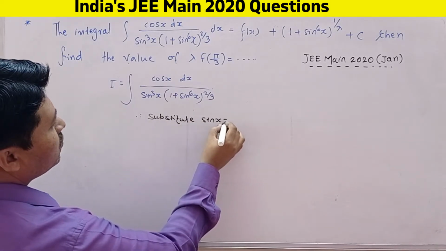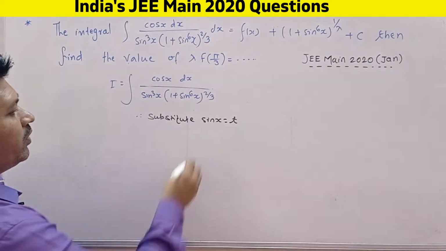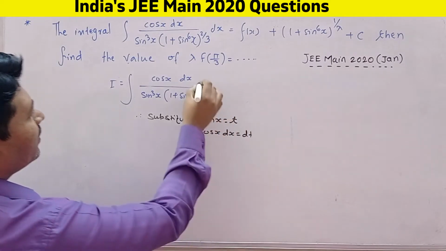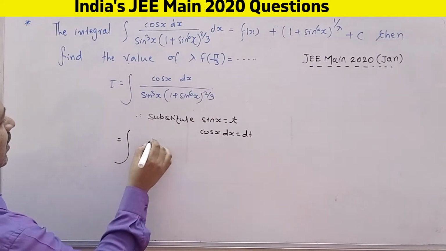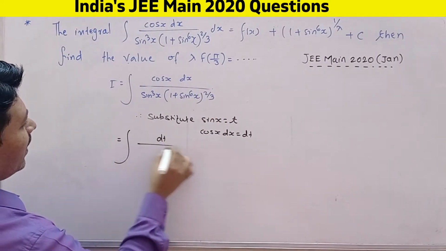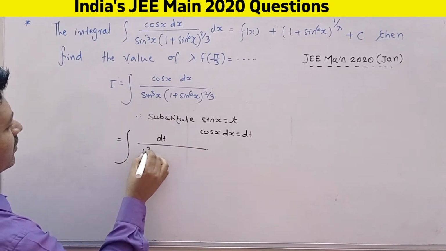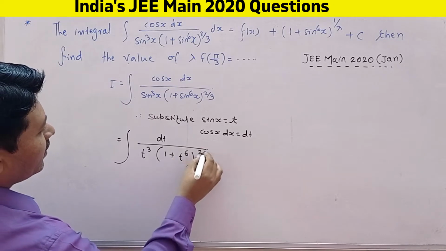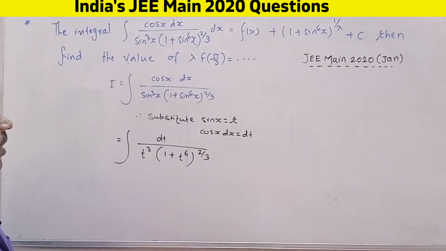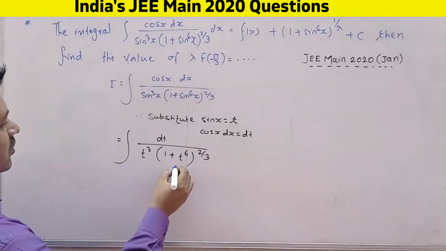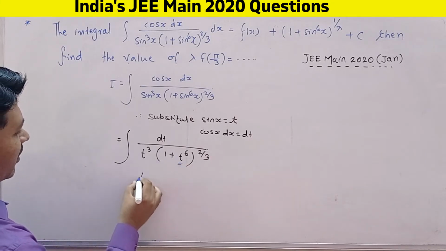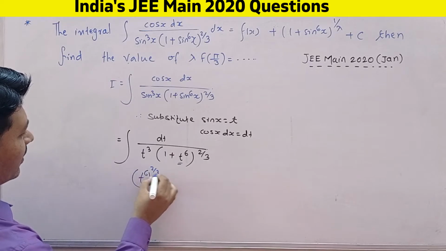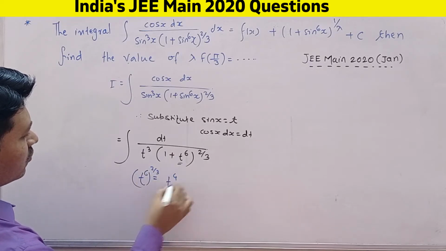Substitute sin x equal to t and differentiate; then we get cos x dx equals dt. The integral becomes dt divided by t cubed times (1 plus t to the 6) raised to the power 2 by 3. Now observe this term: we simplify t to the 6 with the power 2 by 3, that means we get t to the 4.